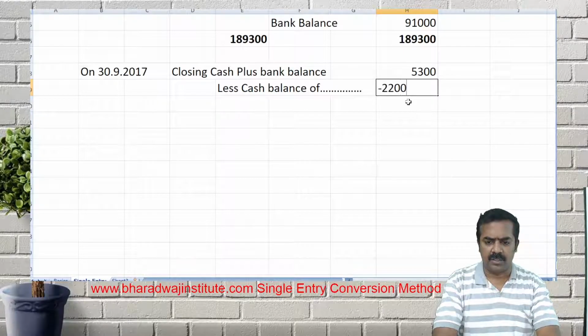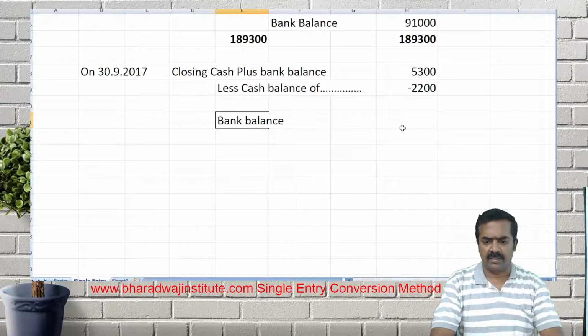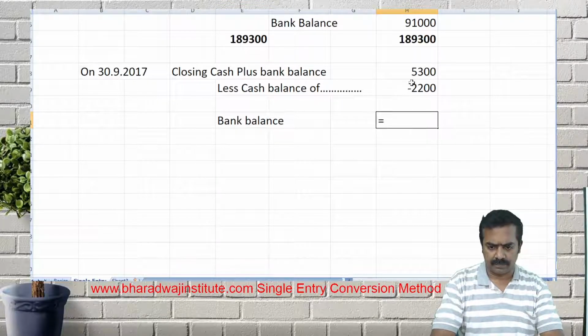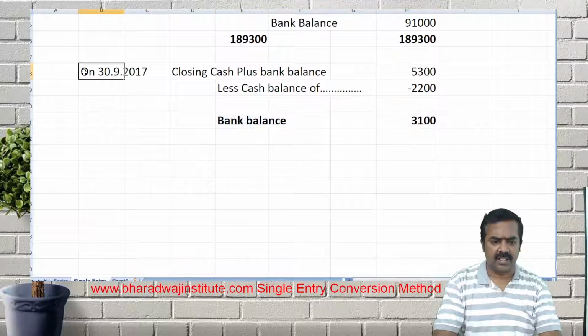If you eliminate the 2,200, which balance will you get? Total bank balance. What is the bank balance on the date? 3,100. Bank balance is 3,100. This is at the end of the year.